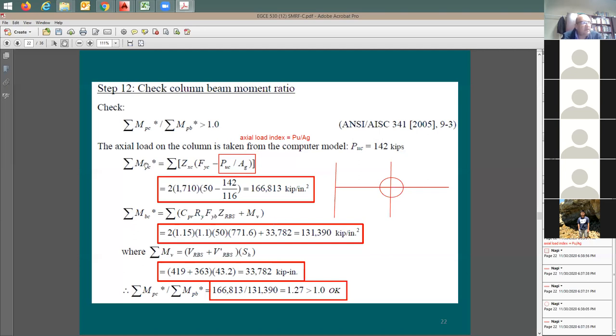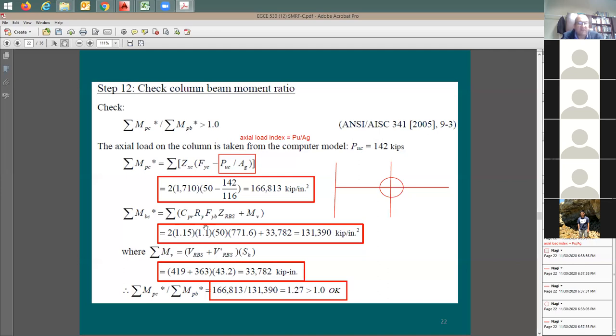How come when it comes to the capacity of the column that you want it to be high, you don't have the CPR and you don't have this R sub Y, the 1.1? How come you don't have it, right? But when it comes to the strength of the beam, you have all of them. It's kind of unfair when you think about it, you say you are comparing strength to a strength.